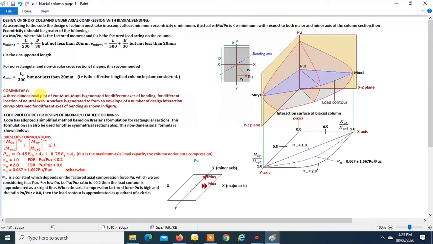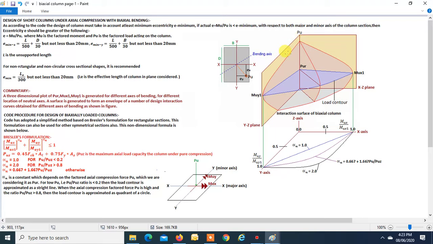A three-dimensional plot of Pur, Mux1, Muy1 is generated for different axes of bending and for different locations of the neutral axis. So this is our column. When the bending axis is along the x-axis, then you will get an interaction curve in the xz plane, that is uniaxial, that is for uniaxial moment about the major axis. When your bending axis is along y, then you will get an interaction curve along the yz plane, which will be about the y axis.